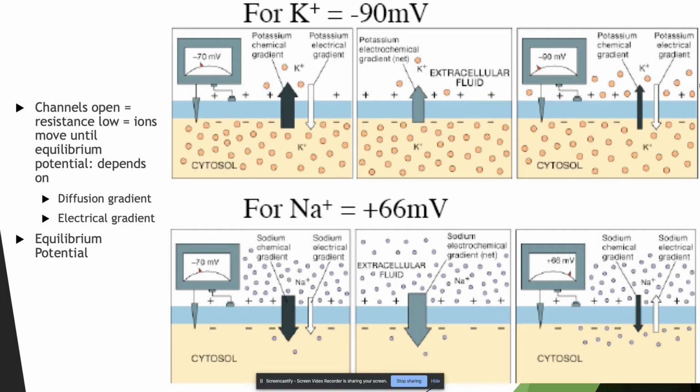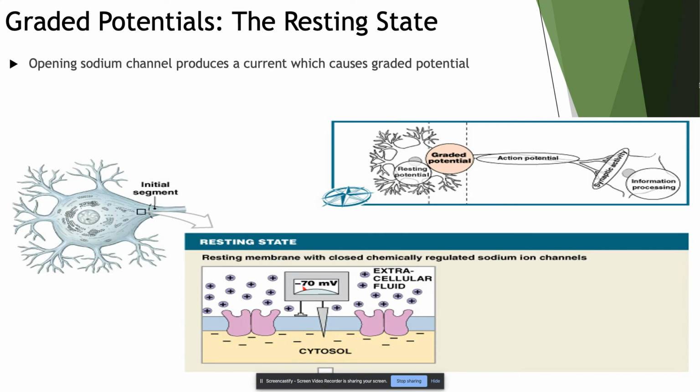This just highlights an overview of what we just talked about there. Then we're getting into the graded potentials here. And for graded potentials, starting from the resting state, the opening of the sodium channel produces a current, which causes that graded potential.